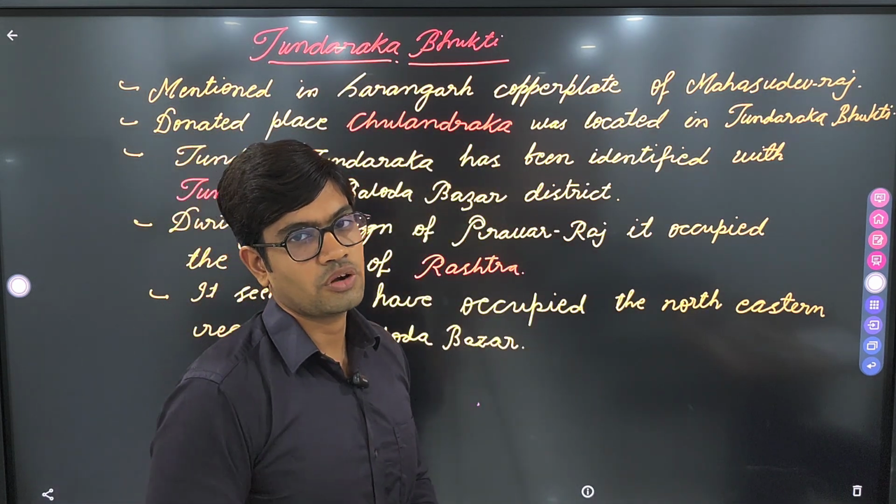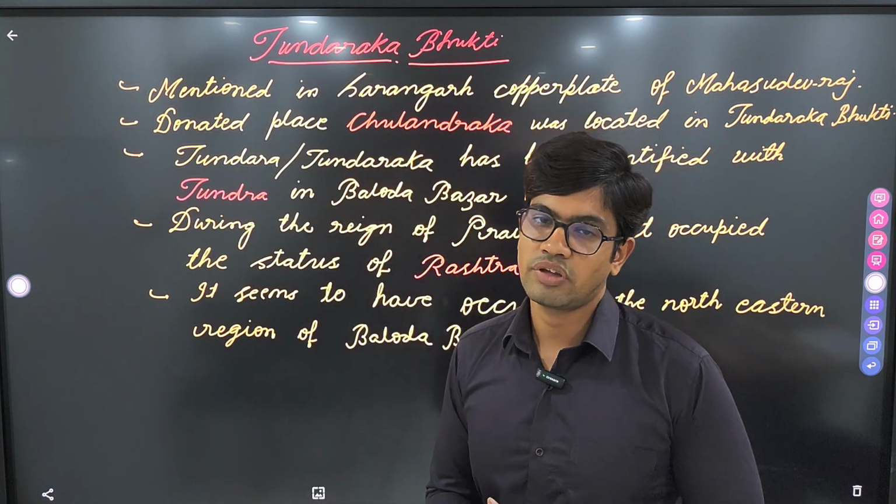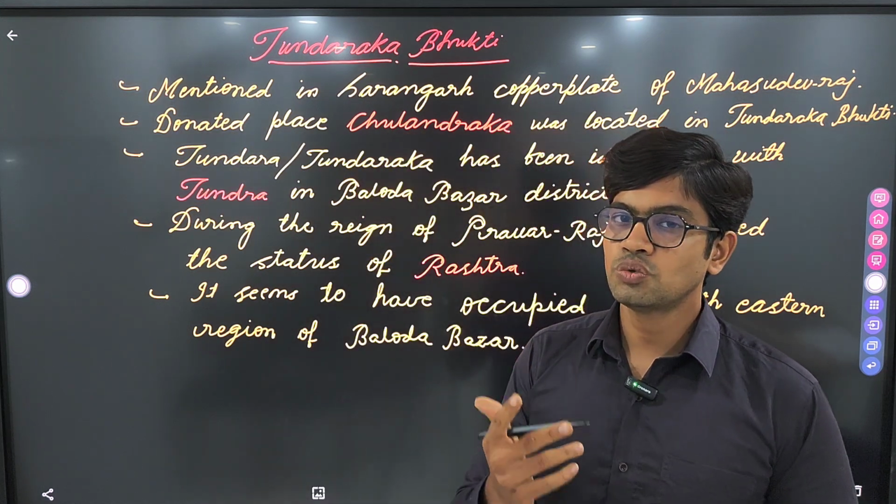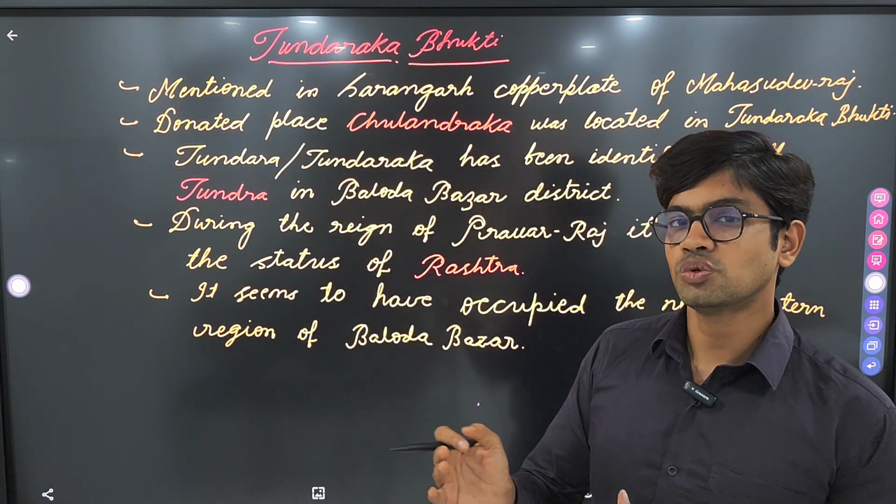As we have already covered, there were 2 Rashtra units, Purva Rashtra and Tunda Rashtra.